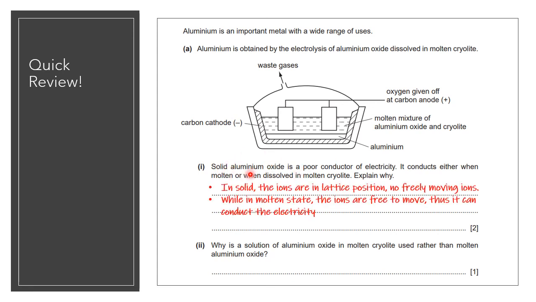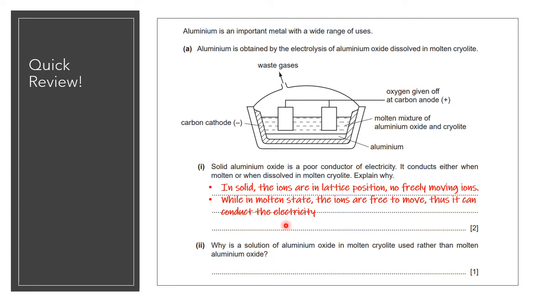Okay. In solid, the ions are in lattice position, so no freely moving ions. When in molten state, the ions are free to move, thus it can conduct electricity. You must always remember this: conduction of electricity must be related to the freely moving ions and free moving electrons. But ions tu mesti ada dalam solution sahaja. Tapi kalau elektron, dia tak boleh berada dalam solution lah, dia mesti berada di luar solution.